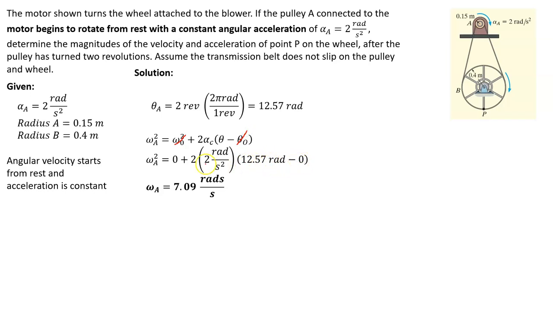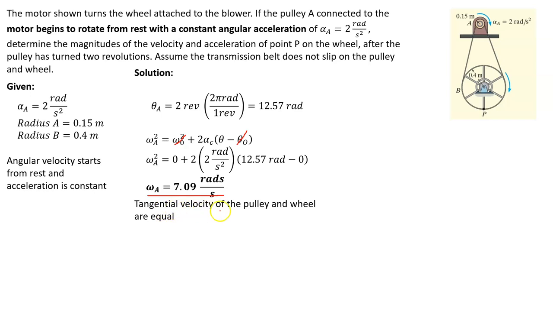So those 2 come out as 0, and we have 2 times the constant angular acceleration, 2 radians per second squared, that was given. And we found our final point of concern is 12.57 radians. Multiply those together, that's 4 times 12.57, then take the square root of that, and you end up with 7.09 radians per second. This is the final angular velocity on the pulley up at the top.